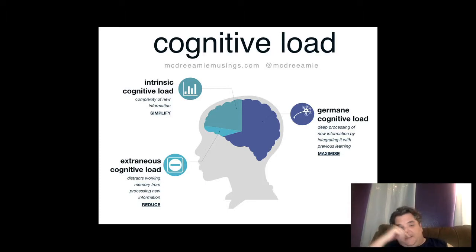Extraneous cognitive load distracts working memory. This kind of cognitive load distracts working memory from processing new information. And in a cooking situation, the distractions are taken out. You're taken to sort of a separate place, although there is time that passes, but it's a different kind of thing.